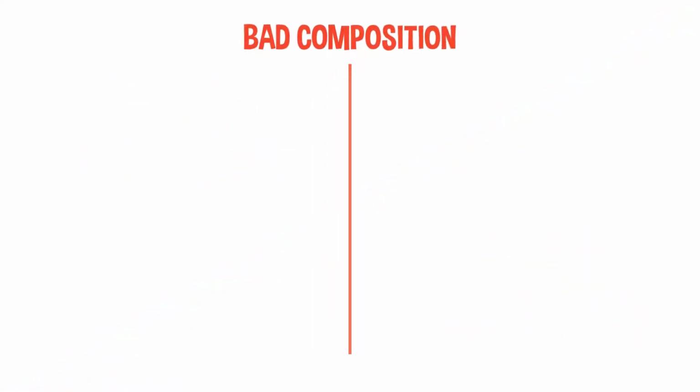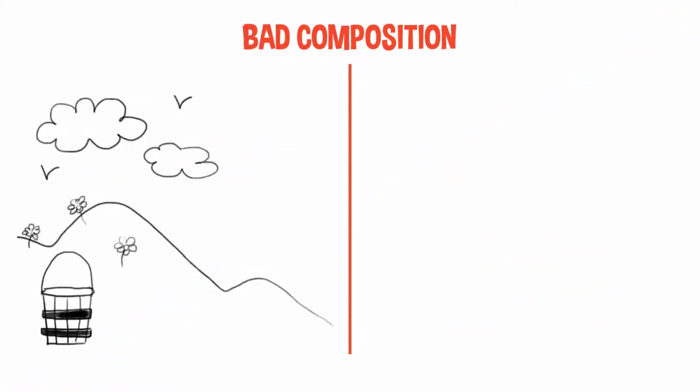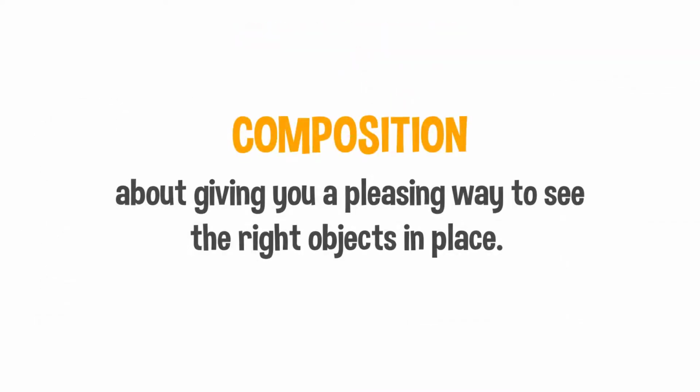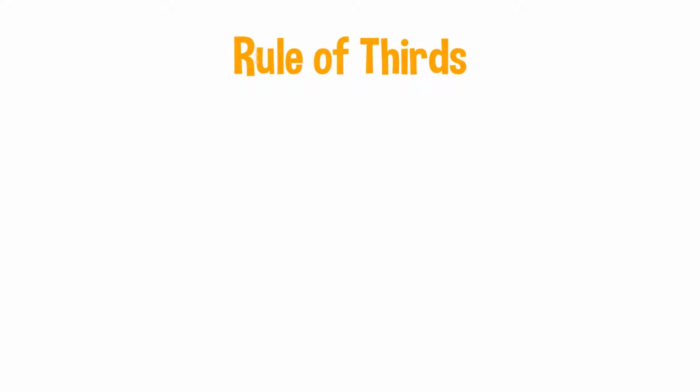Let's see the bad composition first. With the samples, you will see it's a normal picture, but what is missing? So let's find out how to make a good composition. For you to understand it better, composition is about giving a pleasing way to see the right objects in place. So we have the rule of thirds.